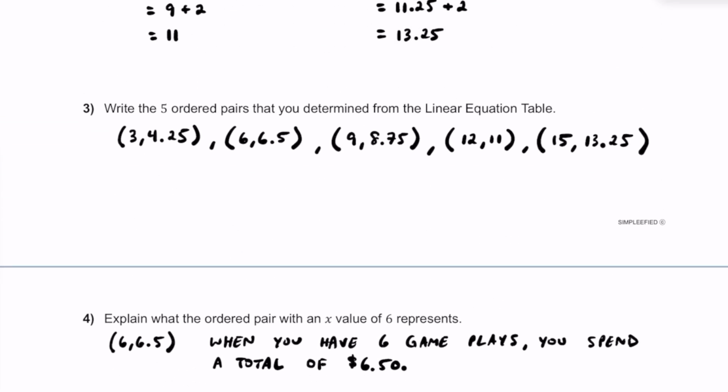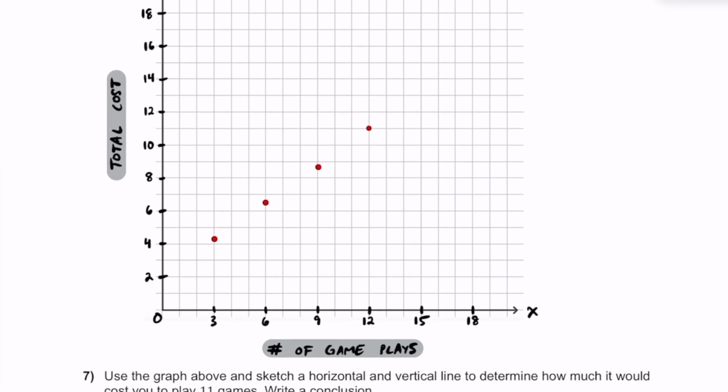And then I think the final one we have here is going to be 15 comma 13.25. So let's see here. Let's go to 15 gameplays. And we said it was $13.25. So here's $12. Here's $13. $13.25 would be a little bit higher here.